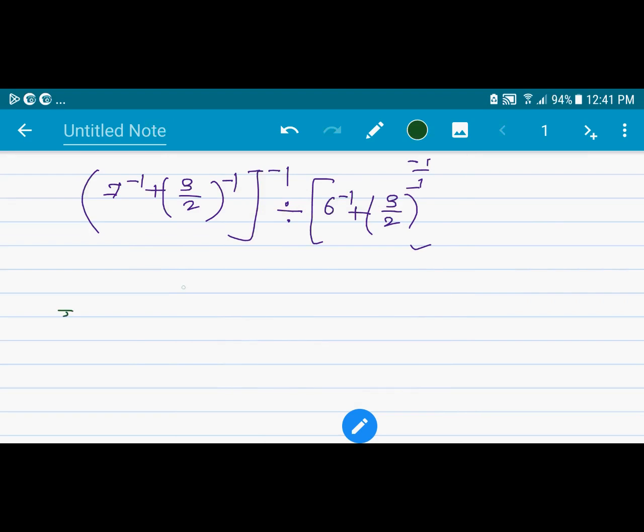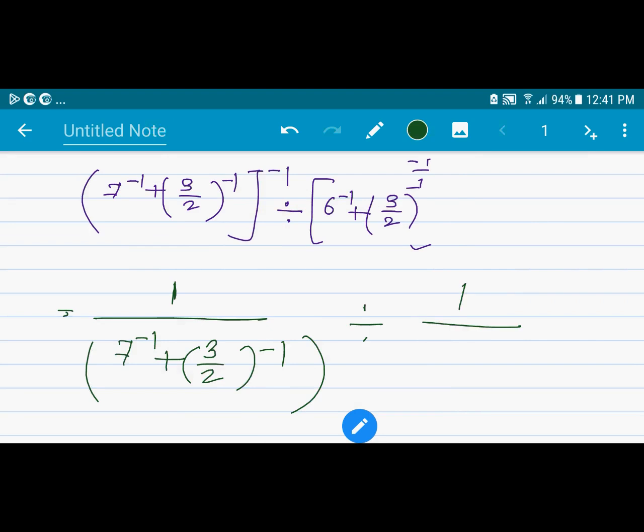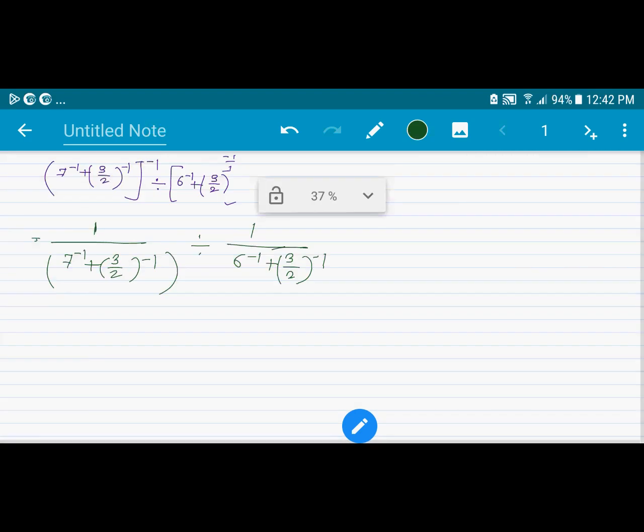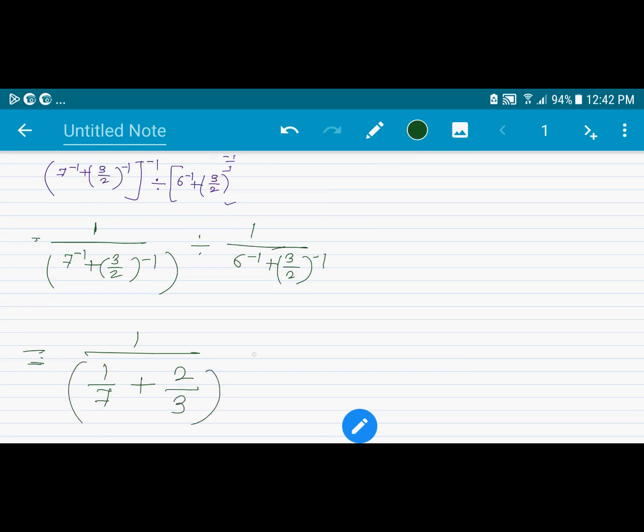So first simplify this. It becomes 1 upon [7^-1 + (3/2)^-1] divided by 1 upon [6^-1 + (3/2)^-1]. Now 7^-1 will become 1 upon 7, plus 2 by 3, divided by 1 upon 6 plus 2 by 3.